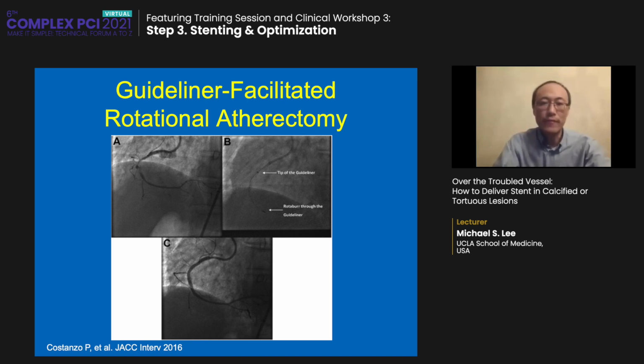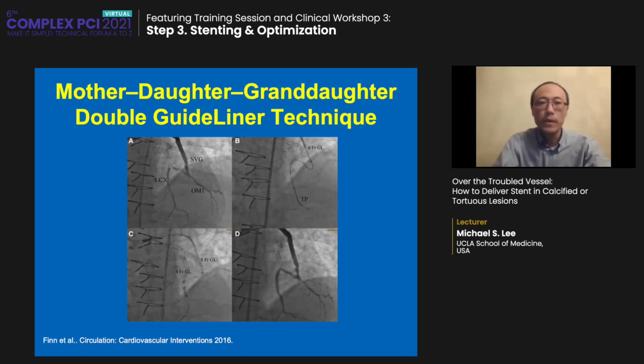And here's your final angiographic result of the right coronary artery. There's a technique called the mother, daughter, granddaughter double guide liner technique, where basically you're using not only the 6 French guide liner, but also the 8 French guide liner.